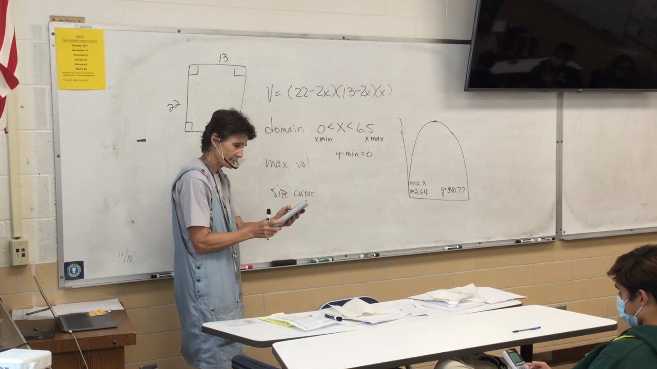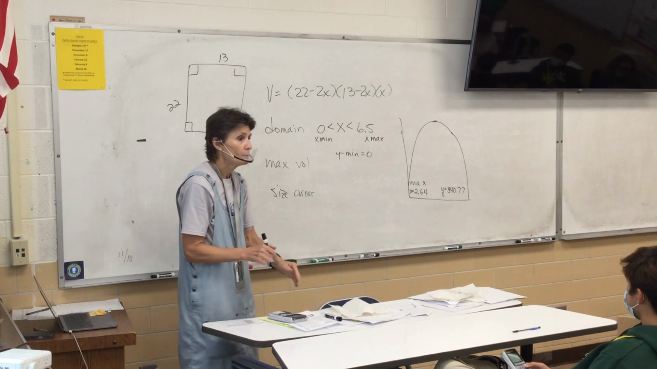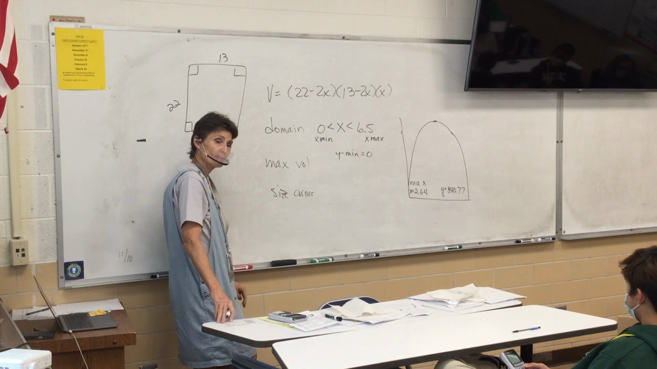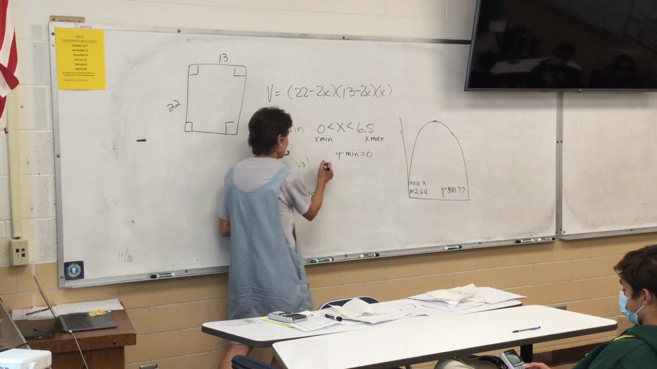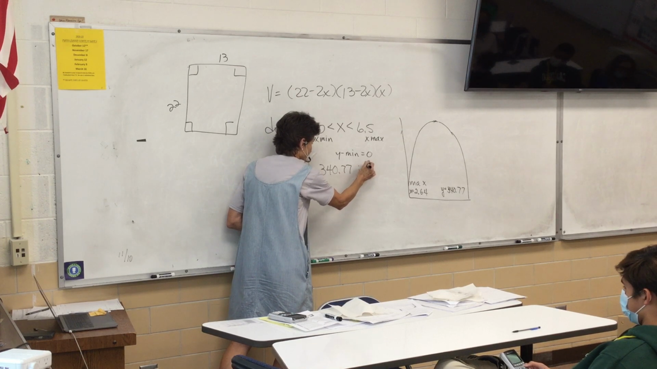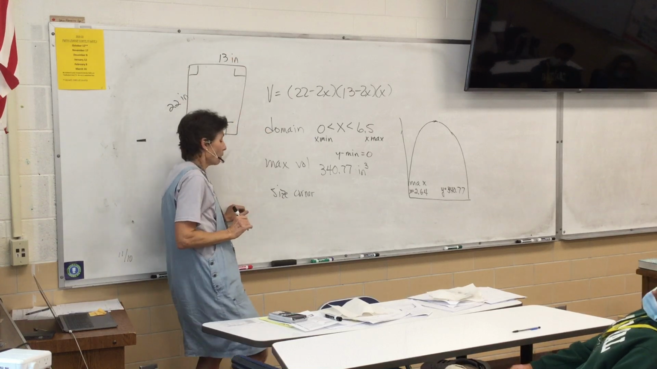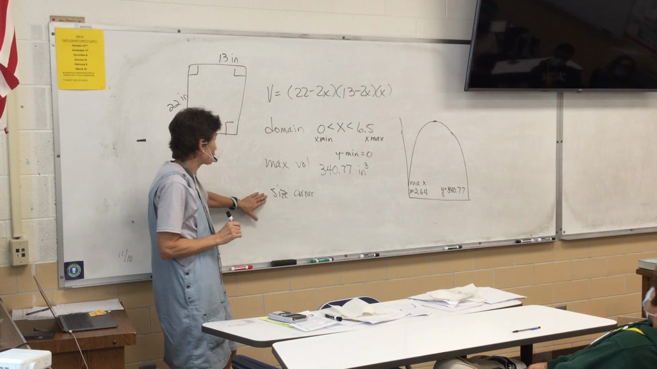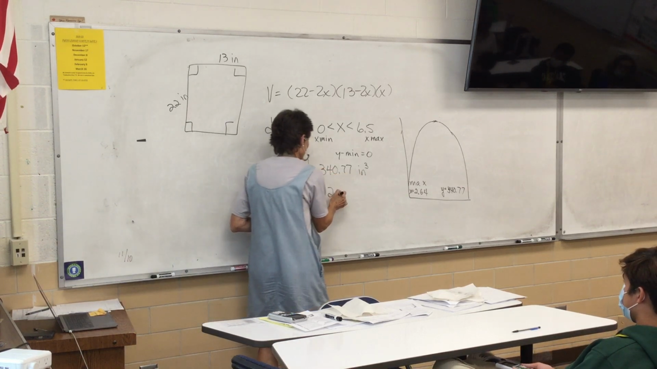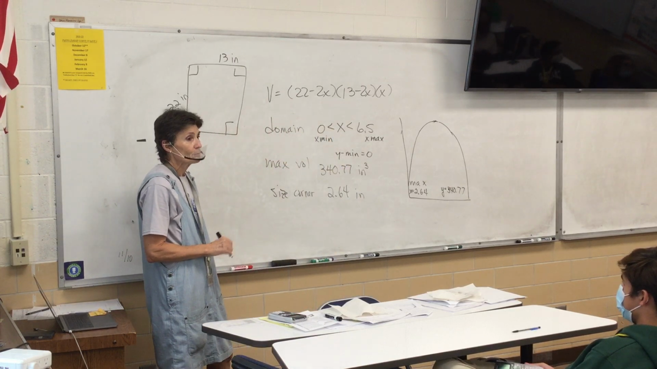All right, did anybody else get that? So now I need to answer these two questions. What is the maximum volume of the box? 340.77 cubic inches. I'm assuming these were inches. What size corners would I cut out to give me that volume? 2.64 inches. Okay, Sean, there's the box problem. All right, we have time for another one.